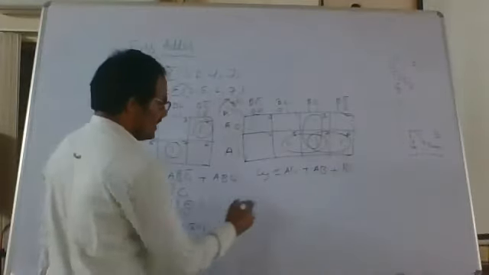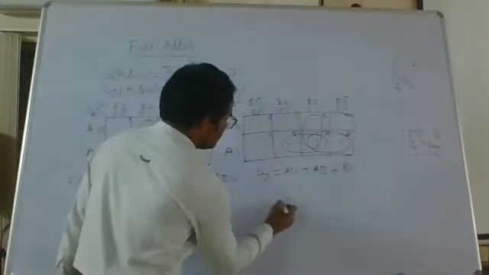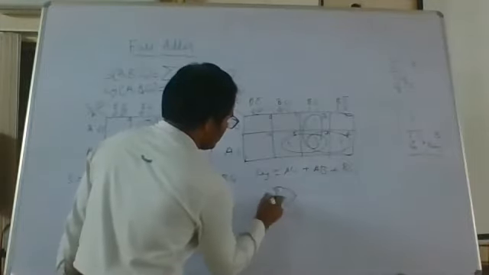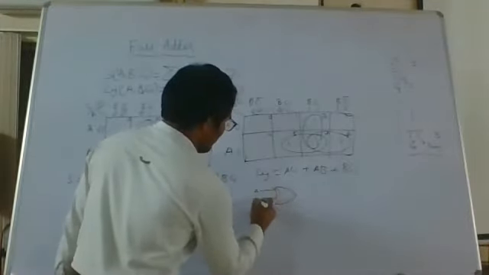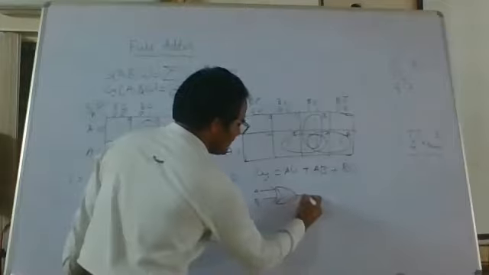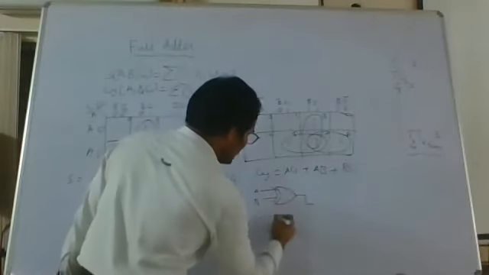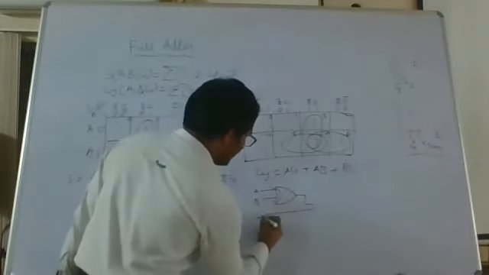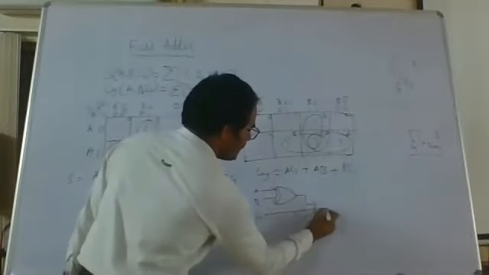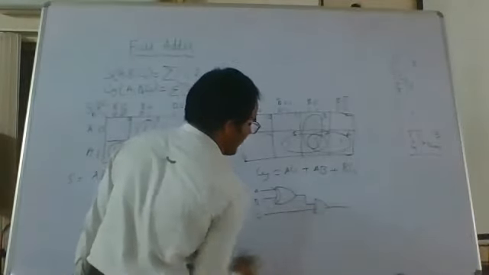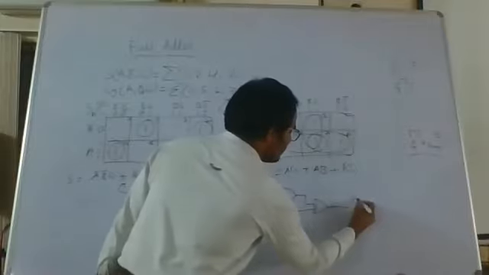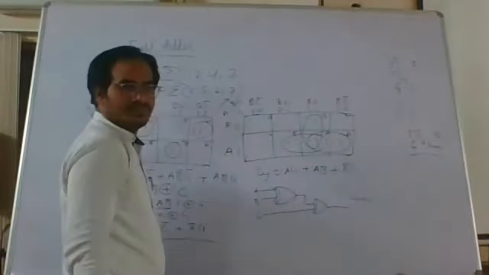So the logic circuit becomes this. The inputs are A and B. This is one exclusive OR gate, and the output of this is applied with the other input Ci to one more XOR gate, and this becomes the sum output.